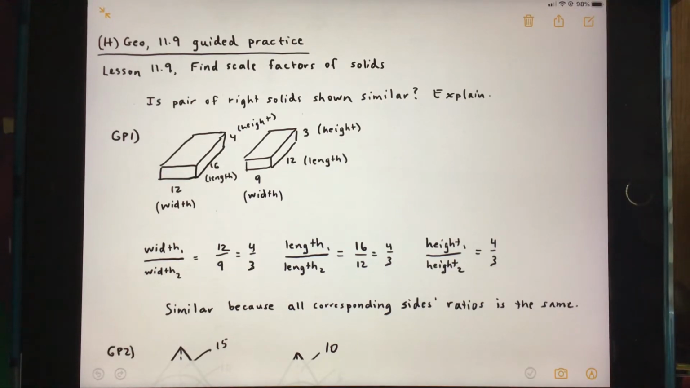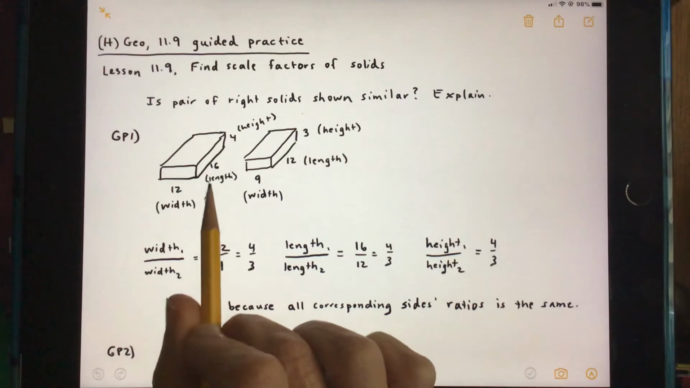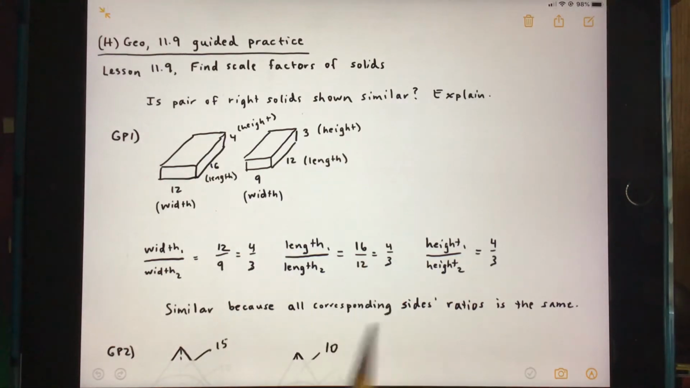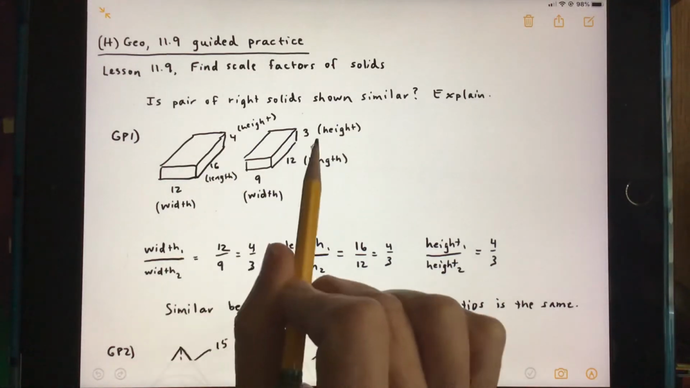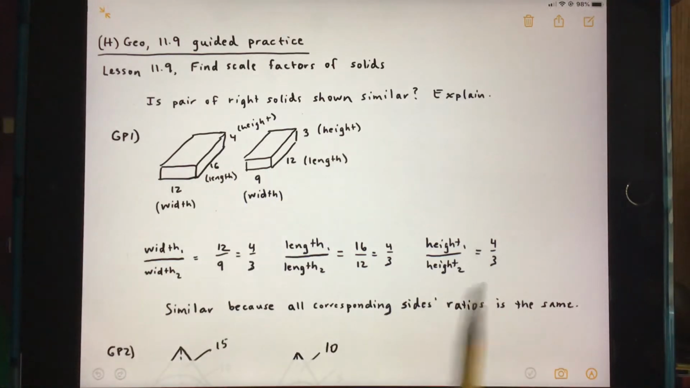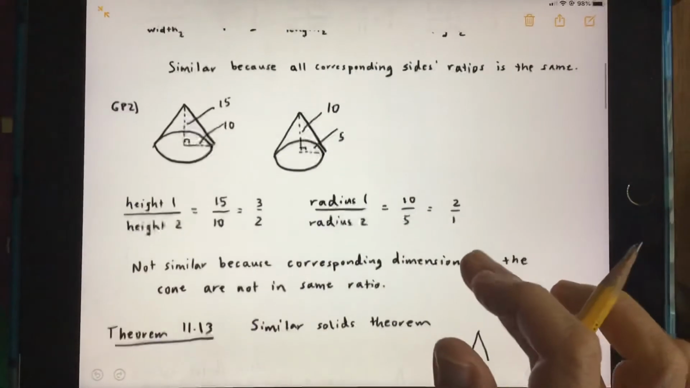So for our width 1 to width 2, 12 to 9, that reduces down to 4/3. If we compare the length of our first figure, 16, to the length of the second figure, 12, 16 to 12, that also reduces down to 4/3. And then comparing the height of 4 to the height of 3, so that is our height 1 to our height 2, again, reduces down to 4/3. So all of the ratios of the corresponding sides are the same, therefore those two solids are similar. What about guided practice 2, this cone?